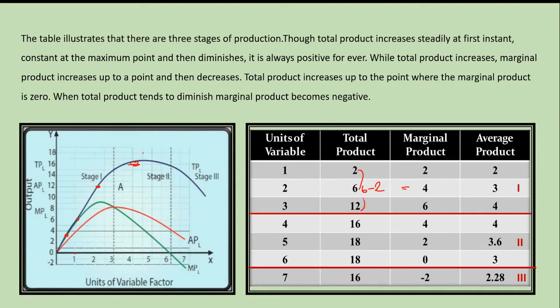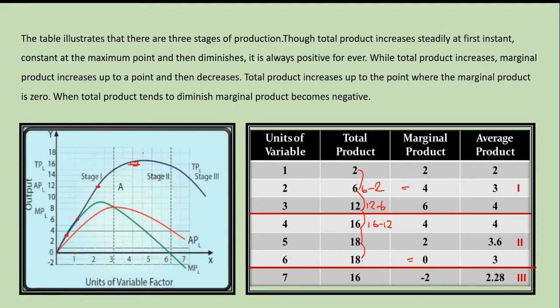Next, 12 minus 6, you get 6. Next, 16 minus 12, you get 4. I think now you will be able to recall what we learned in the second chapter. Next is 18 minus 16, it is 2. Next, 18 minus 18 will give you 0.